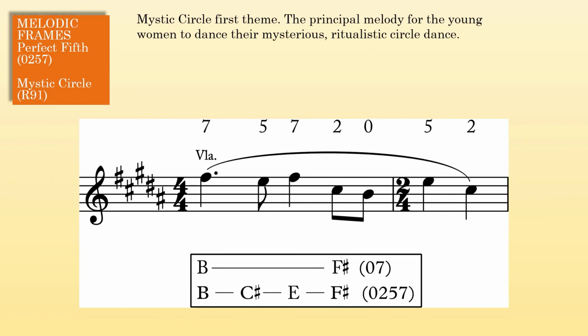The Mystic Circle first theme within its 0257 frame has a natural, sweet, unforced quality. We're talking here not about shepherd's pipes and bird calls, but about something simple and unsophisticated. It is the principal melody for young women to dance their mysterious, ritualistic circle dance.